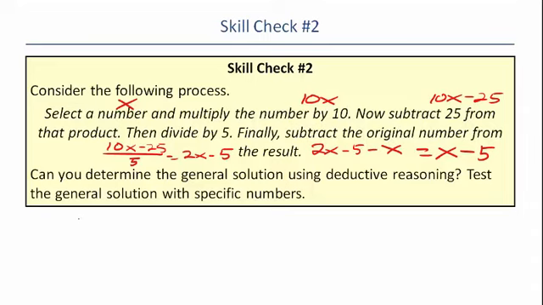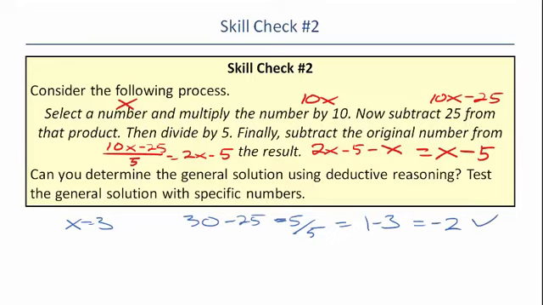Sure. Let's let x equal 3. So we're going to start with 3. We multiply it by 10. There's 30. We subtract 25 from it. There's 5. We divide that by 5, and now we get 1. Subtract the original number from it. Subtract 3 from it. 1 minus 3 is negative 2, right? And isn't negative 2 five smaller than 3? 3 minus 5 is negative 2. So it worked for that one.